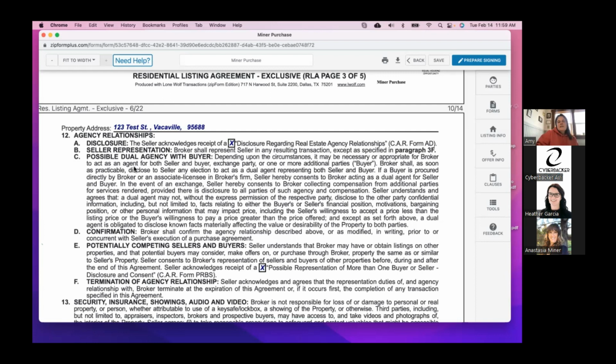Depending on the circumstances, it may be necessary or appropriate for a broker to act as an agent for both the seller and the buyer, exchange party, or one or more additional parties. Broker shall, as soon as practical, disclose to seller any election to act as a dual agent representing both the seller and the buyer. If a buyer is procured directly by the broker or an associate licensee in the broker's firm, seller hereby consents to the broker acting as a dual agent for the seller and buyer. In the event of an exchange, seller hereby consents to broker collecting compensation from additional parties for services rendered, provided there is a disclosure to all parties of such agency and compensation.